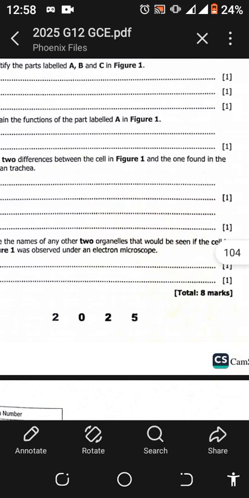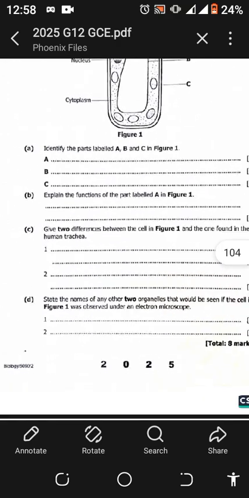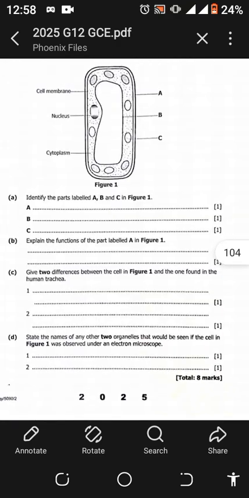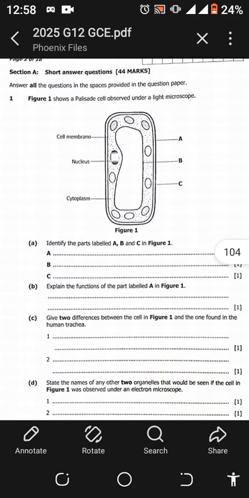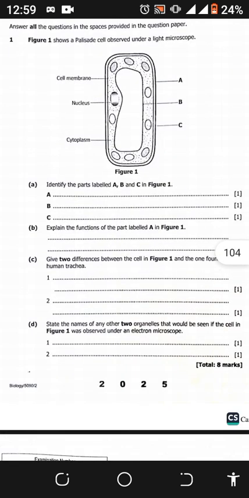Then question 1c. Give two differences between the cell in figure 1 and the one found in human trachea. So the cell here is a plant cell, by the way, and the cells that are found in the human trachea are ciliated cells. They are the ones responsible for capturing dust particles and bacteria, preventing them from entering the lungs.